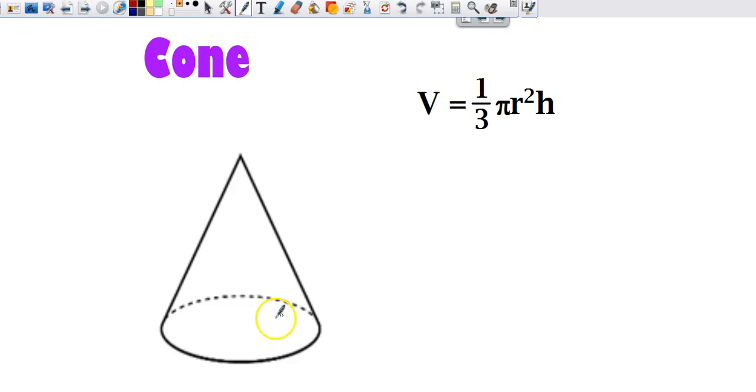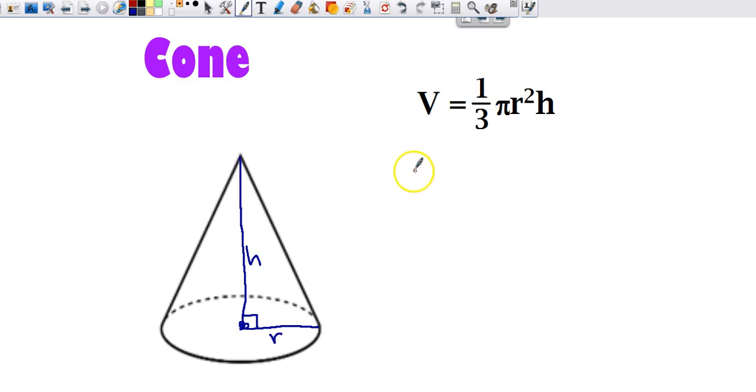A cone has two components to it. The radius, you might be given the diameter, but cut that in half if you are. And the height, which is always going to go to the center if it's a right cone. If for some reason you're given this, which is called the slant height, you would use the Pythagorean theorem to get the height or the radius, depending on what you're given.